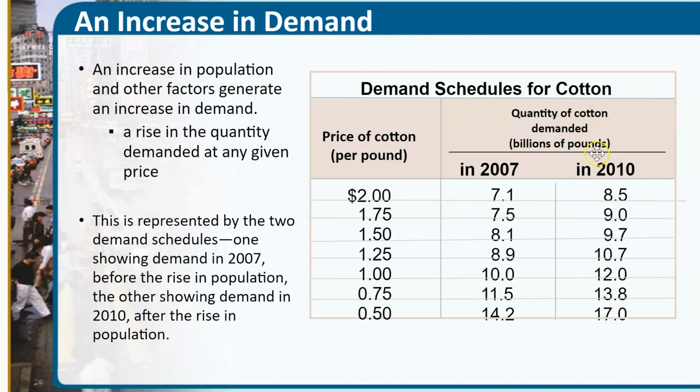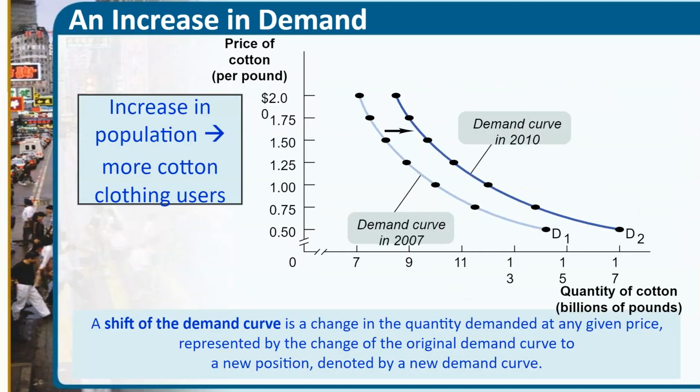So notice here that we have price points, but something has happened from 2007 to 2010 that the quantity demanded has increased. And so as a result, at $2, now 8.5 billion pounds of cotton are demanded, where in 2007 it was only 7.1. And that creates a second demand curve, or a shift in the demand curve that we see here in terms of the demand curve. All of those points, all those quantity demandeds make up the demand curve that we see here on this line.